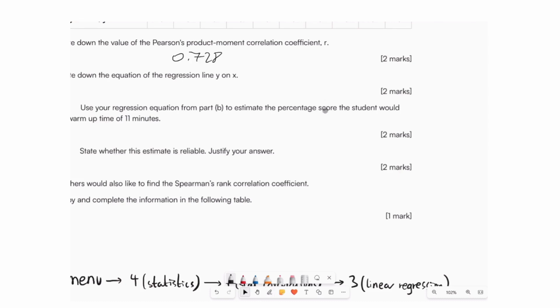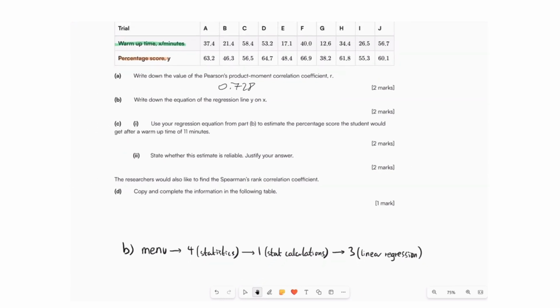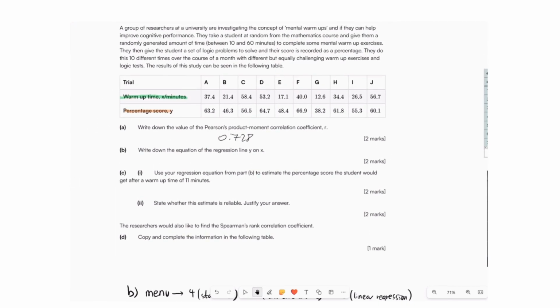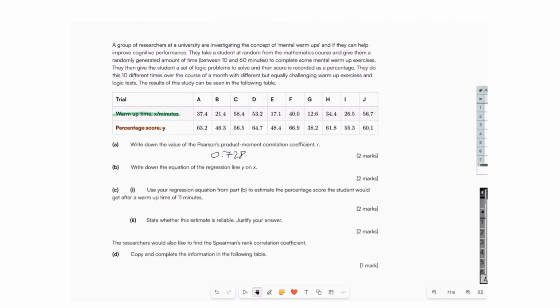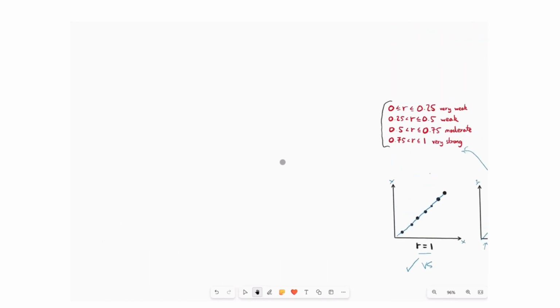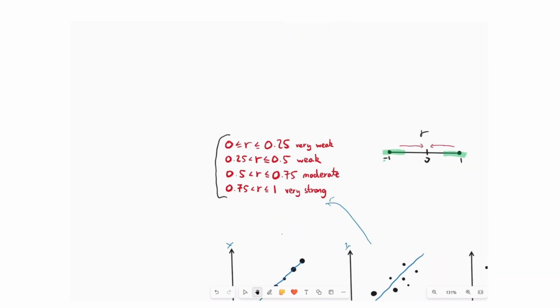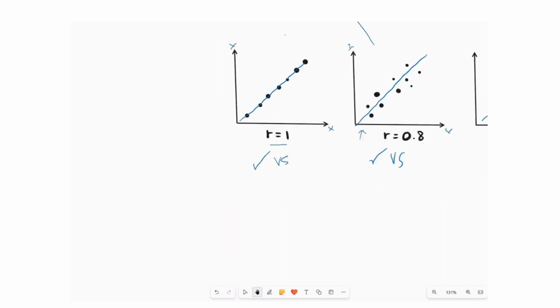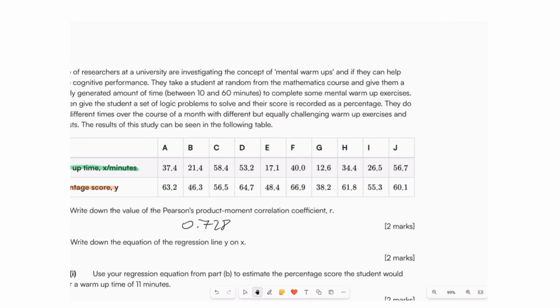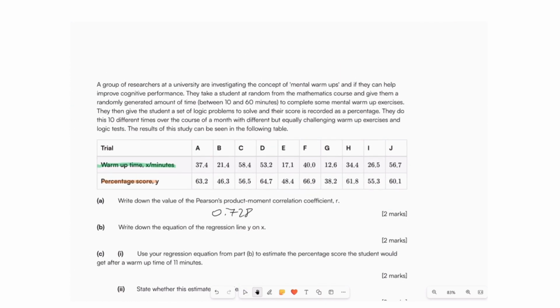So the value is simply 0.728. Now, this question hasn't asked it, but you technically have to interpret that meaning. A question may be like, interpret the value of your R. And if you look back at this that we did before, 0.728 is basically in this band here. So we would say it is a positive moderate relationship between the warm-up time and the percentage score. And that's it. Now let's go to B.